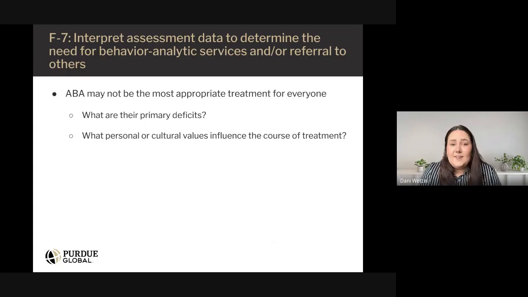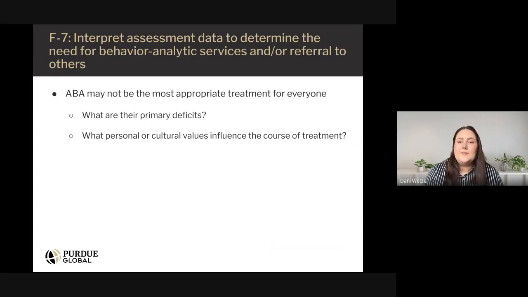All right, F7 goes over interpreting assessment data to determine the need for behavior analytic services, or if we need to refer them to someone else. Hot take, ABA might not be the most appropriate thing for everyone. I'm a firm believer that just because you have autism doesn't mean that you need ABA. Just because we could serve a client doesn't mean that we're the best option for serving them. So when you're considering this, think about what their primary deficits are. If they have a large amount of physical deficits, it'd probably be more appropriate for them to see a physical therapist.